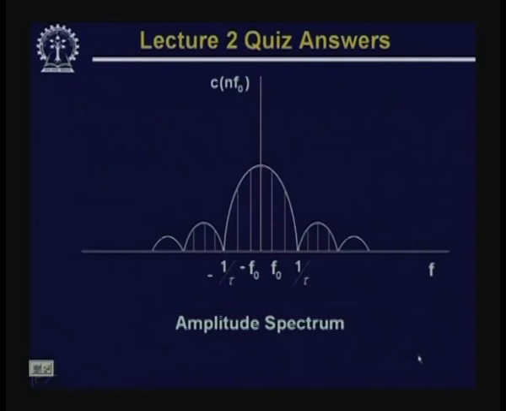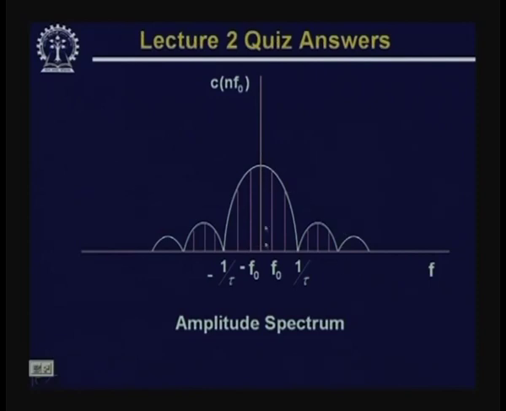And if I plot this, the plot will be something like this, where we have plotted C_n f_0 versus f, and this will be a line spectrum where I get lines at f equal to 0, f equal to f_0, f equal to twice f_0, and so on, and those components will vary. The envelope of these frequency components will follow the sinc function.